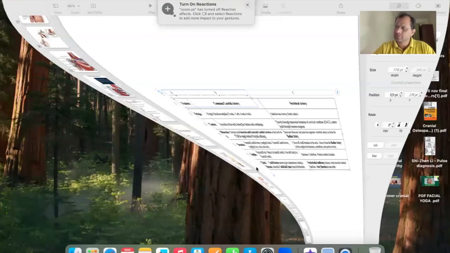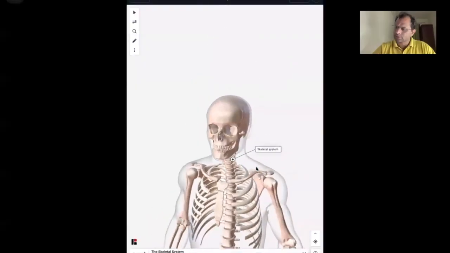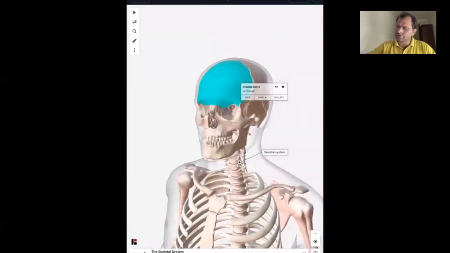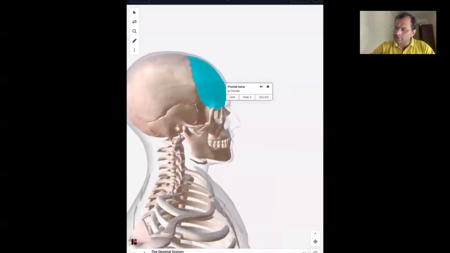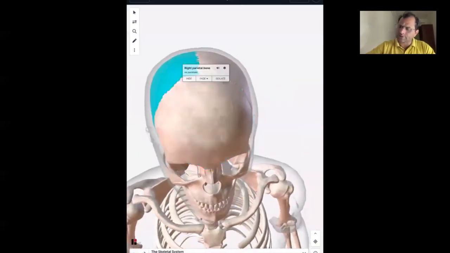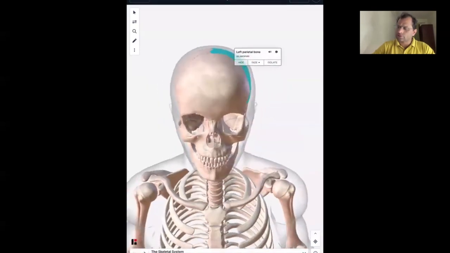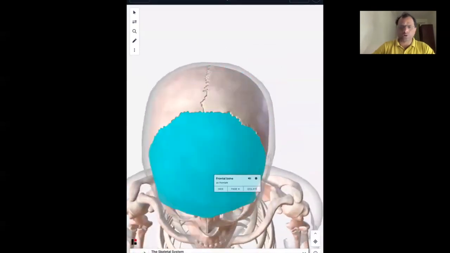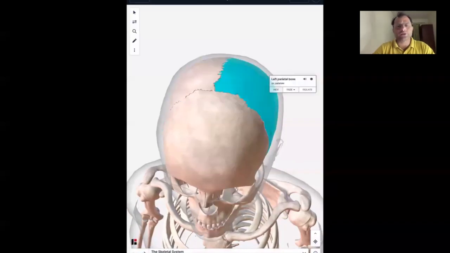So first, what we have discussed in the previous class about the bones in the brain. This is the frontal bone, which is in the front side. Now, if we are going on the back side of the frontal bone, this is the right and the left parietal bone. So the frontal bone is only one, but the parietal bone is on the right side and the left side. So there are two parietal bones. They are in a pair.